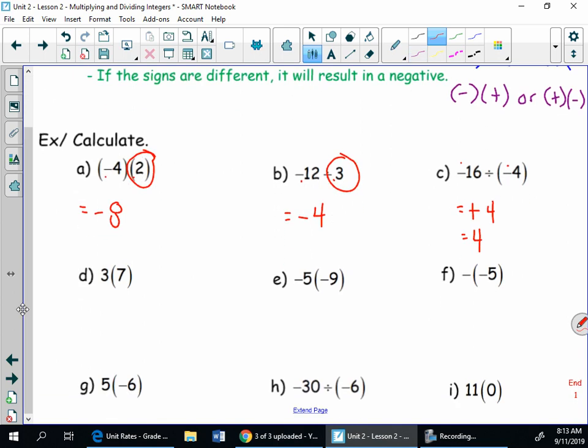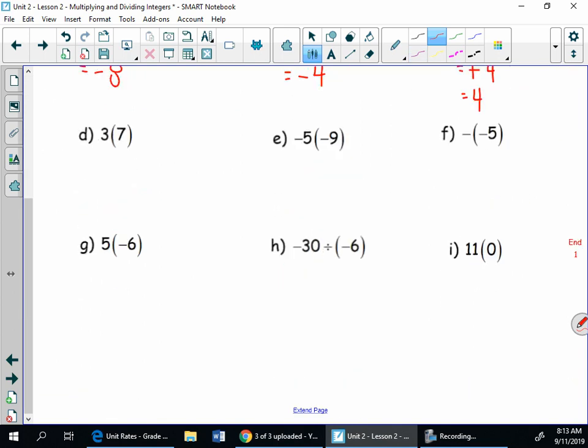Okay, 3 times 7. Those are both positive numbers, which means I need a positive answer. They're the same sign. A negative times a negative, those are both the same signs. So my answer is positive. 5 times 9 is 45.